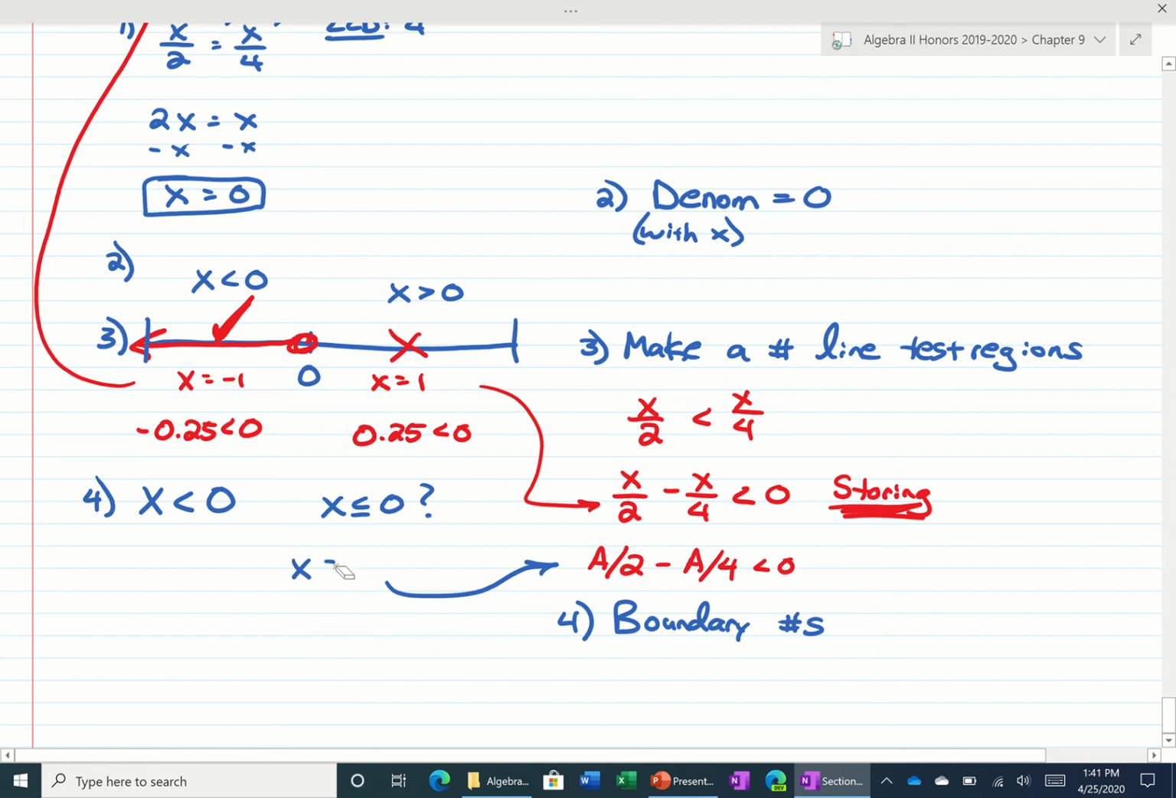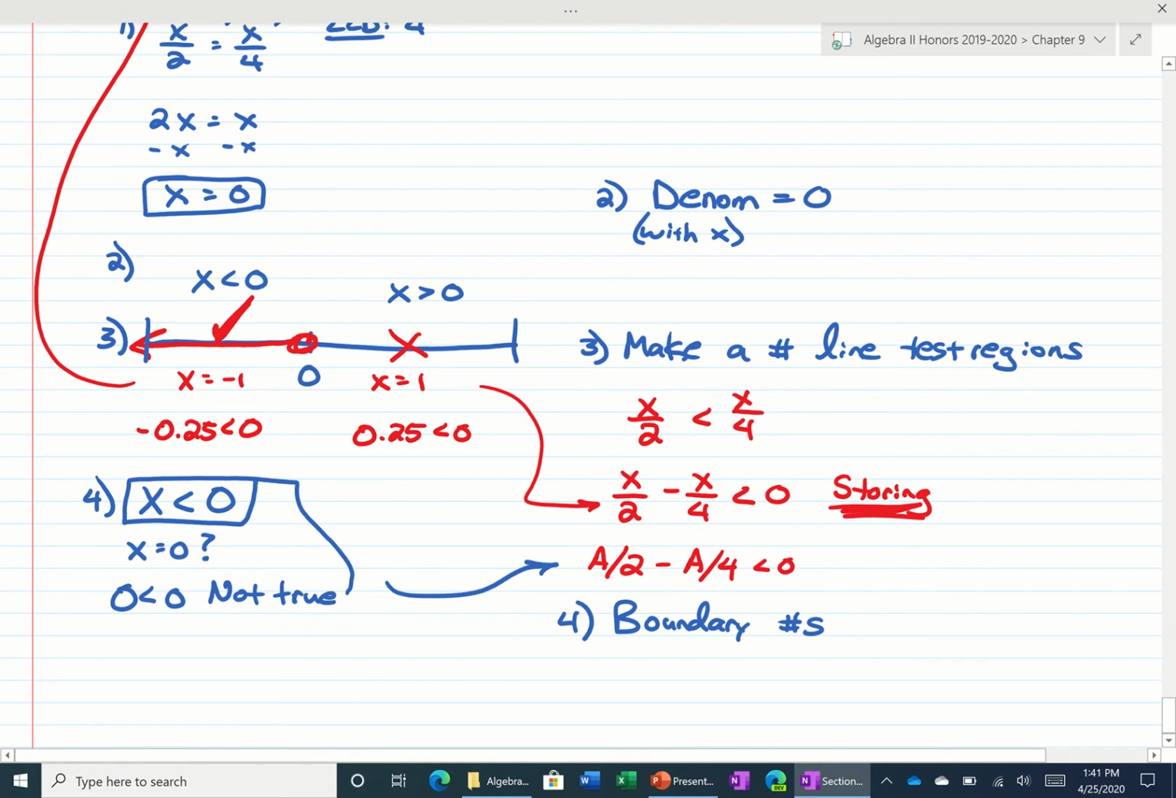Or I'm sorry. So we want to see, could x be 0, right? So if we plug 0 in, if it works, then we're going to put in or equal to, less than or equal to. So let's see what happens. If we put 0 in, we get 0 is less than 0, and that's not true. So because it's not true, it's not or equal to, it's just the regular less than symbol.